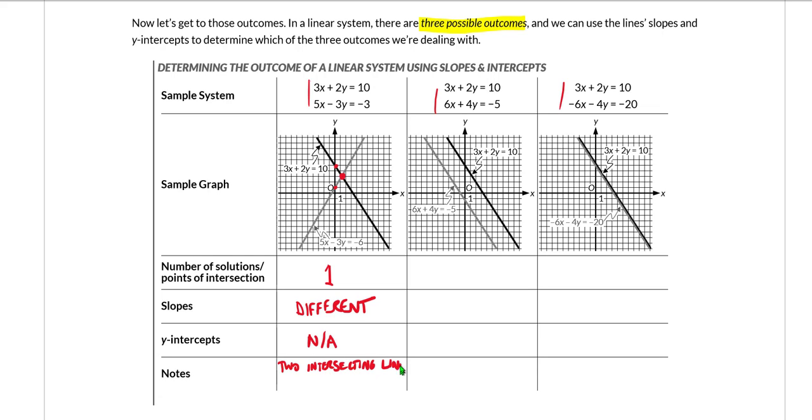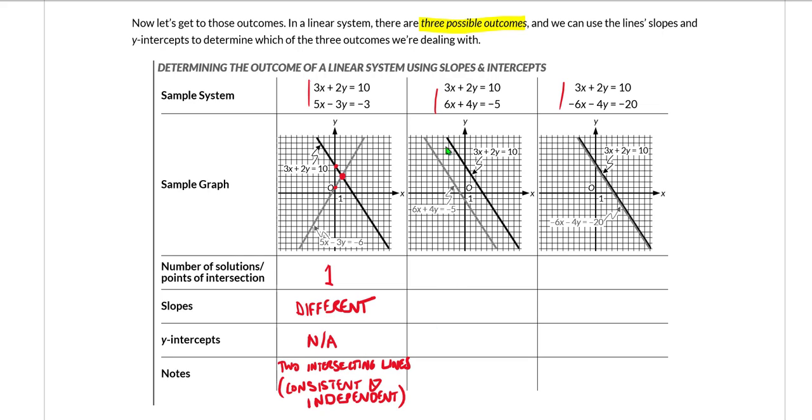I highly doubt that you are going to see the following terms show up on this test, but I am going to write them down anyway. When we have a system of equations that results in 2 lines that intersect at one point, or that have one solution, we say that the system is consistent and independent. Again, I highly doubt you're ever going to see those terms show up on the test. I'm just throwing them out there in case.